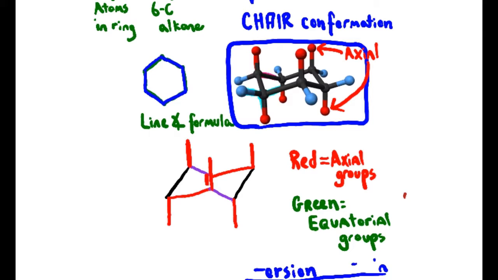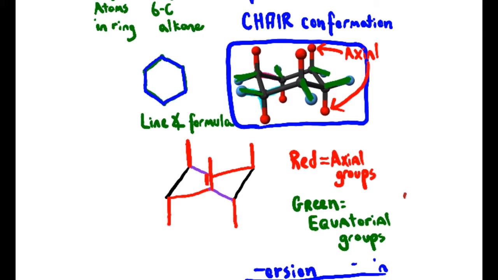So the equatorial groups are going to be the ones that are angled slightly up or slightly down. If we look back at our ball and stick model and start back here in the upper right, that bond in green that I'm highlighting that's angled downward is equatorial. If we come to the next atom, our equatorial bond is angled slightly up, next bond slightly down, next one slightly up, next one slightly down, next one slightly up, and that brings us all the way around the ring.